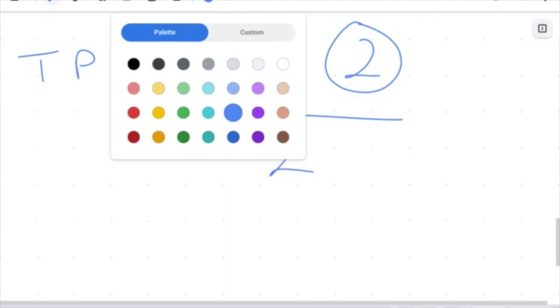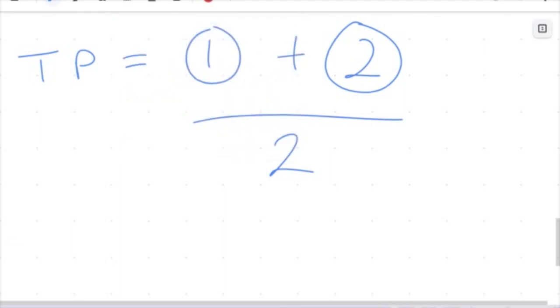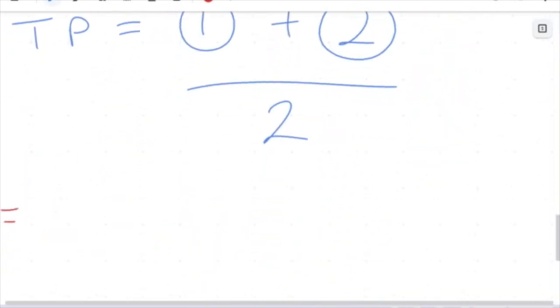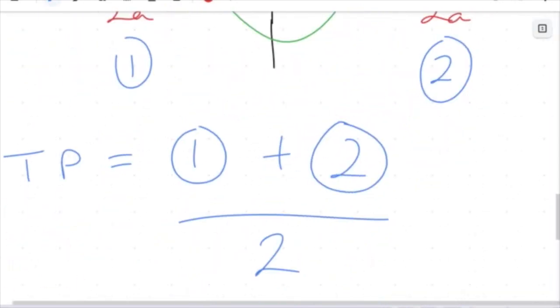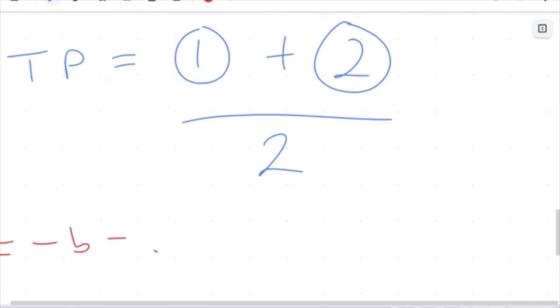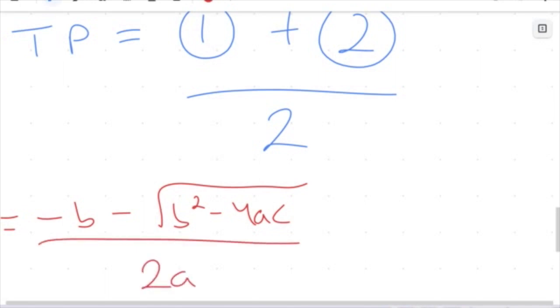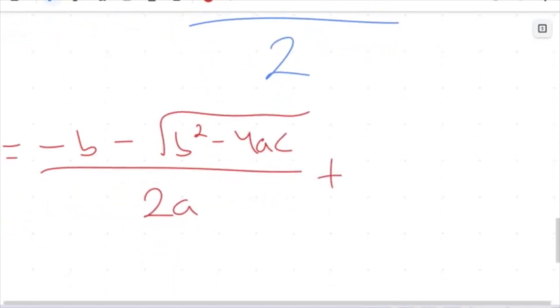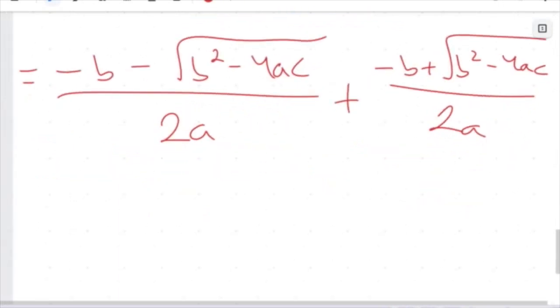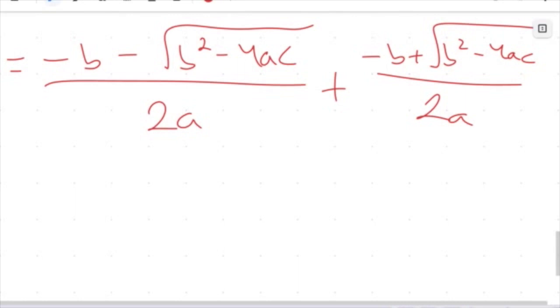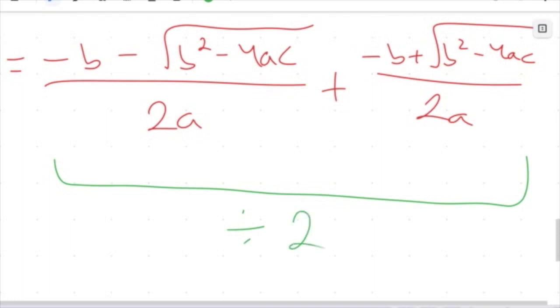So I'm going to take, and this is going to look very messy, so please forgive me if this looks a bit shocking, but I'm going to have minus b minus the square root of b squared minus 4ac over 2a plus minus b plus the square root of b squared minus 4ac all over 2a. And this whole thing, we're going to do that later, but this guy here, we have to divide by 2 because we are averaging this out.